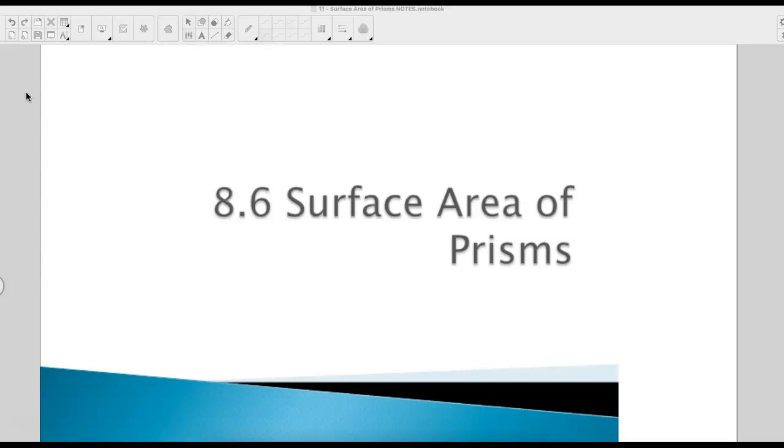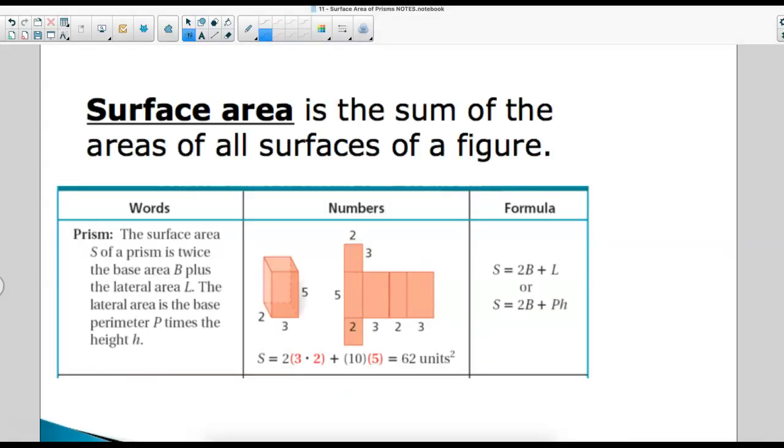All right. So, surface area of prisms really means it's the sum of the areas of all the surfaces. So, if I have a box like this, and I want to find the surface area, the surface area is all the surfaces. It's the top, the bottom, the sides, the front, the back. It's like putting wrapping paper on a box. You're covering all the surface areas. It's painting the walls. You're covering the walls. So in order to find surface area, we have a lot of pieces.